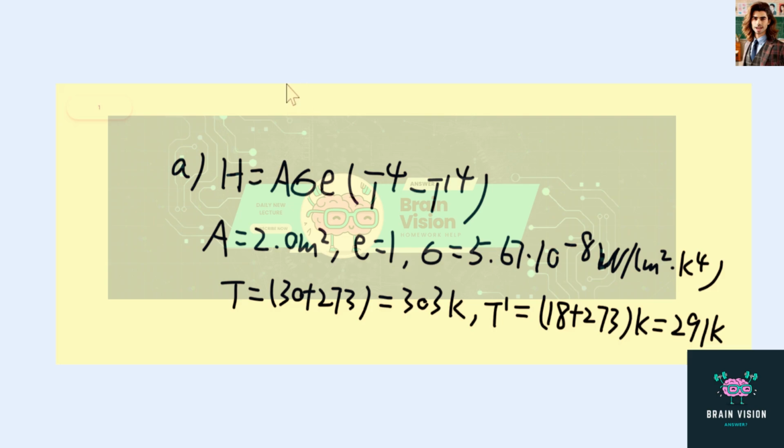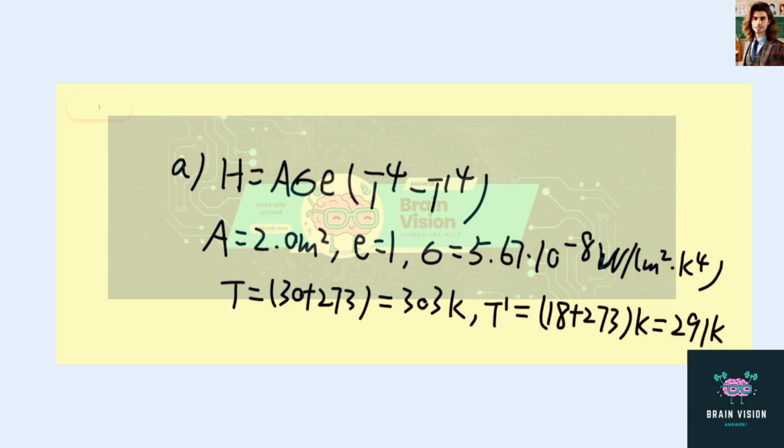So question 1 was asking us the net heat radiation removed from a person if the surroundings temperature is 18 degrees and the skin's temperature is 30 degrees Celsius. Okay, so we can come up with an equation, which is H equals A times sigma times E times T to the power 4 minus T prime to the power 4.